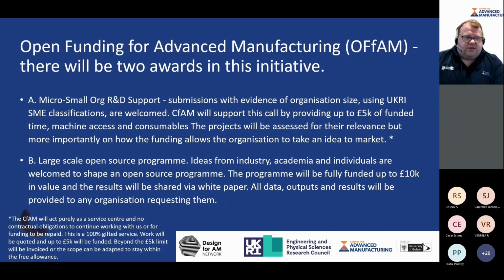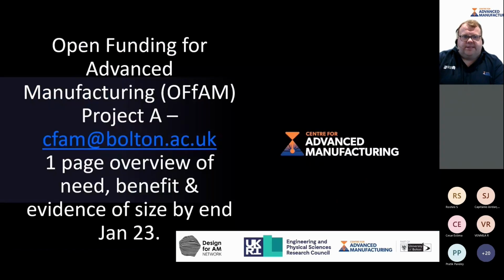And in both cases, I've set an arbitrary deadline of the end of January for us to start to look at this. I'd like to deliver the projects by the summer. So for Project A in particular, if you could email cfam@bolton.ac.uk with a one-page overview of the need, the benefit for you and your organisation, and some form of evidence of the size of your organisation by the end of January 2023. We'll then make an offer, I would say, in the early days of February.